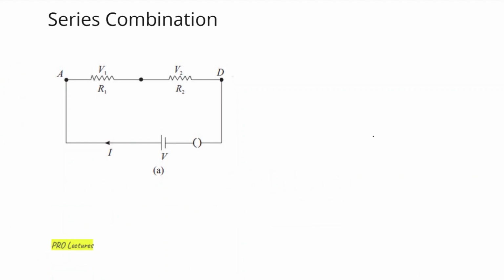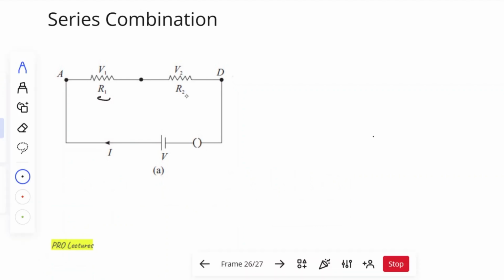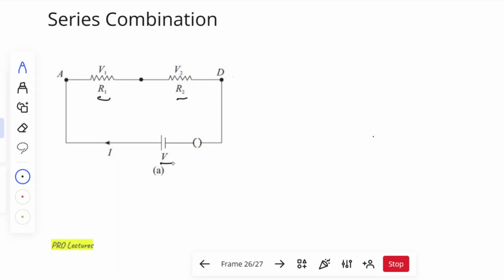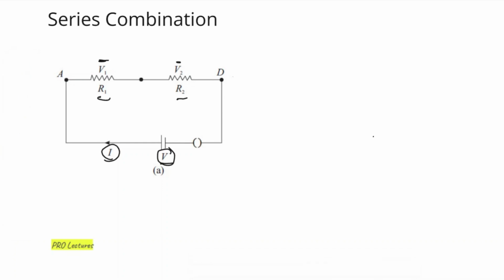Series combination of resistors is formed by joining the resistors end to end such that the same current passes through all the resistors. Consider two resistors R1 and R2 connected in series. The combination is connected to a battery at the ends A and B. Suppose the current I flows through the series combination when it is connected to a battery of voltage V. The potential differences V1 and V2 are observed across the resistors R1 and R2 respectively.